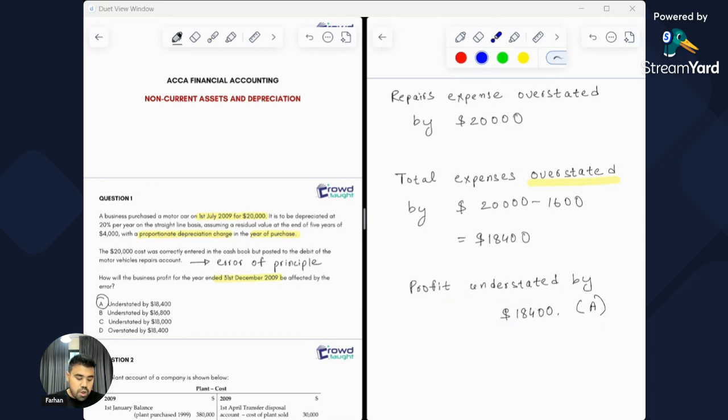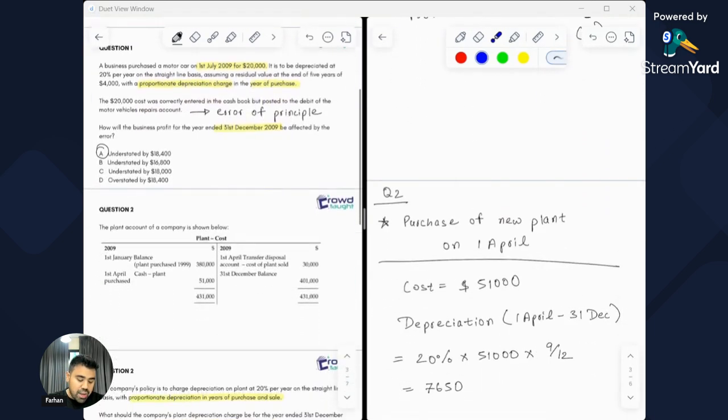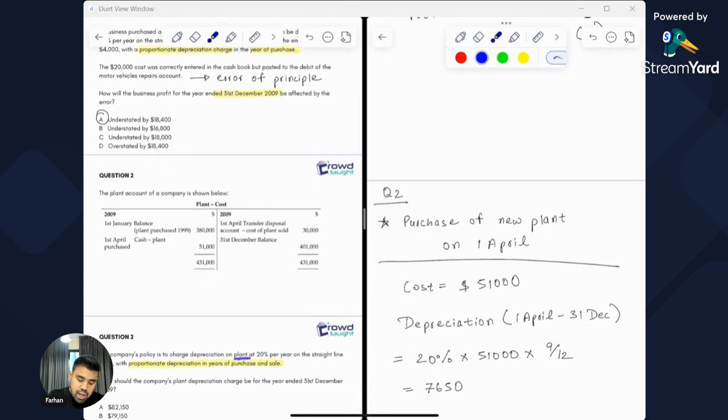All right. So let's move to question number 2 now. The plant account of a company is shown below. So here you can see we're given the ledger account or T account of plant, and we're given the cost balances here. The company's policy is to charge depreciation on plant at 20% per year on the straight line basis with a proportionate depreciation in years of purchase and sale. What should the company's total depreciation charge be for the year ended 31st of December 2009?